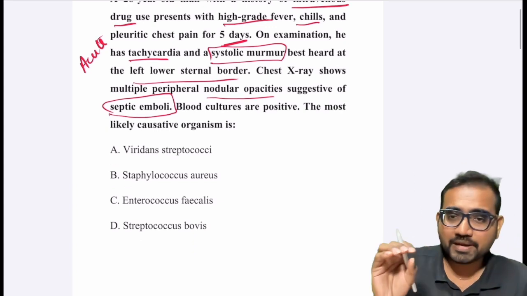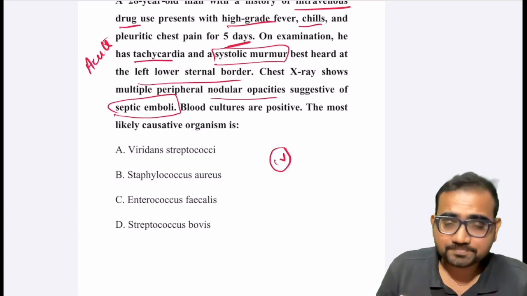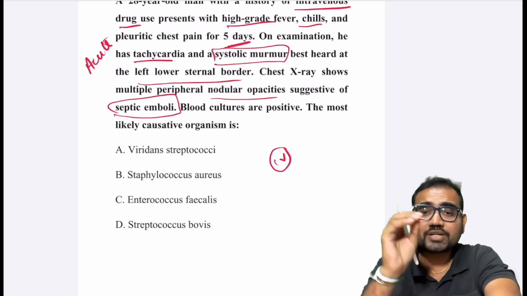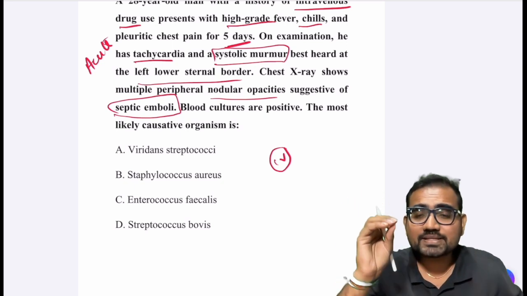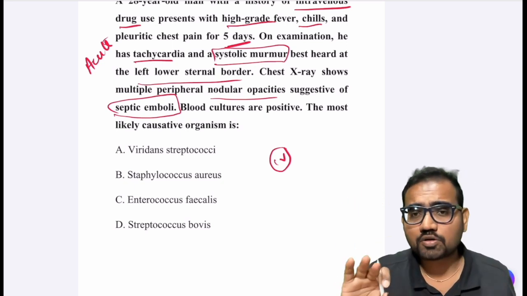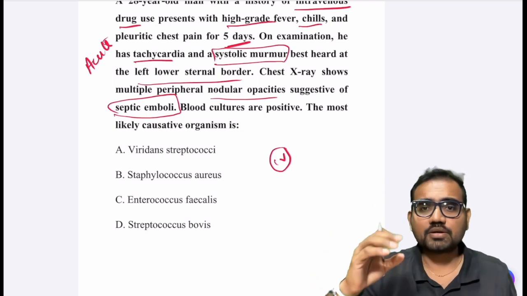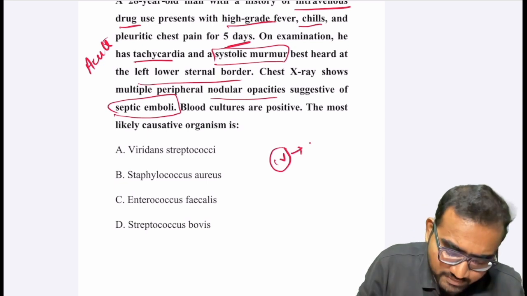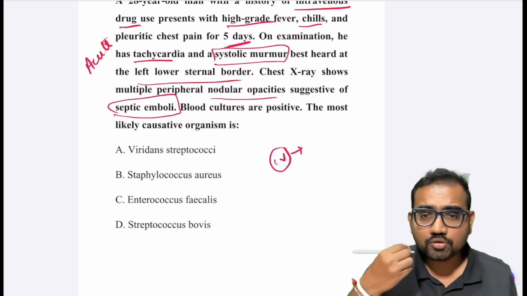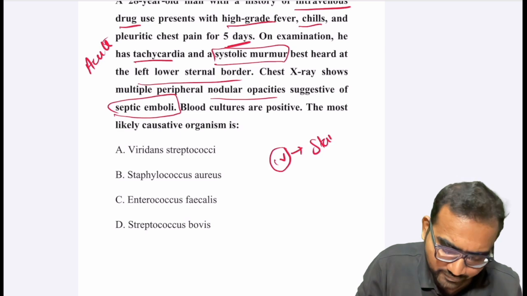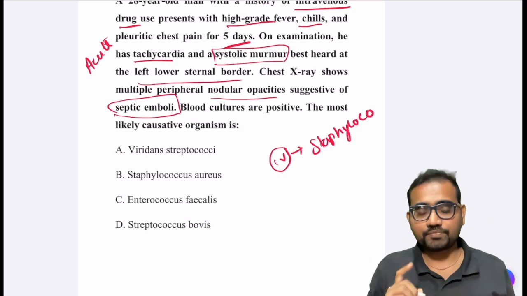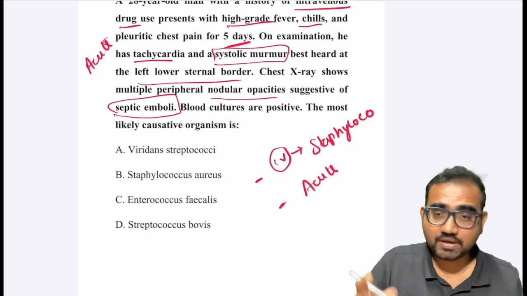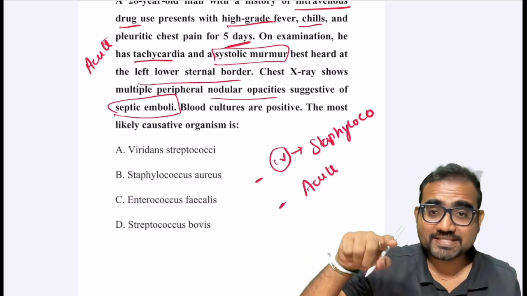Now breaking this down: IV drug use. The patient puts the injection in their veins, so they carry bacteria from the skin flora, predominantly staphylococci, into the bloodstream. That results in bacteremia. That is one. Two, the patient has an acute infection. Acute is staphylococci, subacute is streptococci.